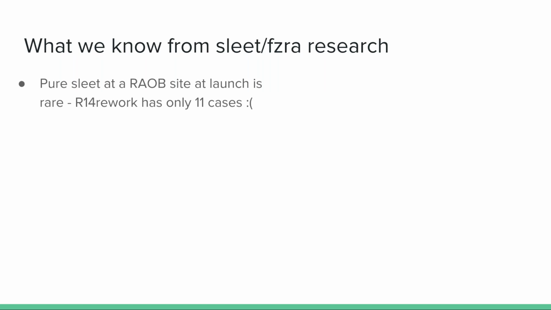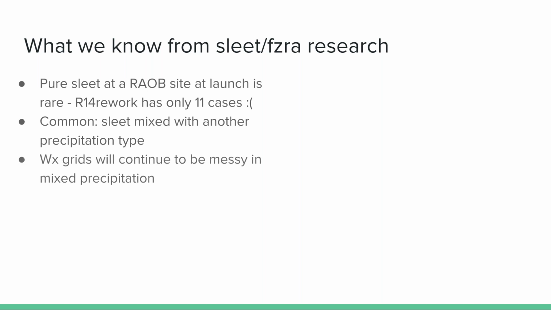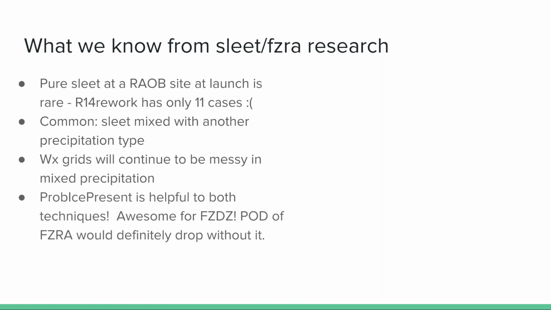But here are some results that we can provide. Pure sleet, we're finding, at a RAOB site at launch time is rare. There's tons of cases in this data set, but we only have 11 for just pure sleet. But what is common is sleet being mixed with another precipitation type. So I think this goes to show that the weather grids are going to continue to be messy in mixed precipitation. That's all there is to it.